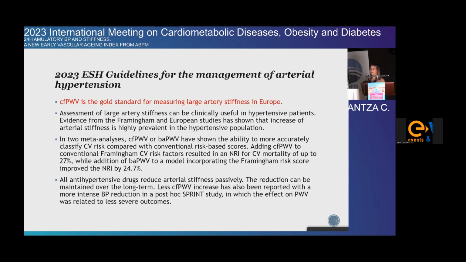And two meta-analyses in the field showed that not only CF pulse wave velocity, the carotid-femoral, but also brachial-ankle pulse wave velocity values have shown the ability to more accurately classify cardiovascular risk compared to conventional risk-based scores. So when they added CF pulse wave velocity to the Framingham cardiovascular risk factors, the net reclassification index increased by almost 30%, which is very important.